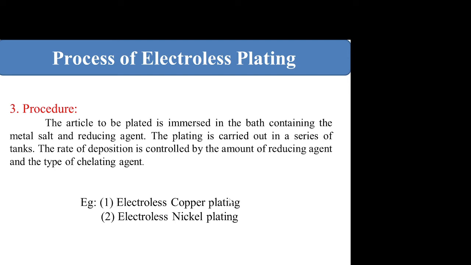Then the procedure. The article to be plated is immersed in the plating bath containing metal salt and reducing agent. The plating is carried out in a series of tanks. The rate of deposition is controlled by the amount of reducing agent and the type of chelating agent. Chelating means complexing agent like EDTA. Then examples of electroless plating are electroless copper plating, nickel plating, or silver plating. I told you about silvering of mirrors.